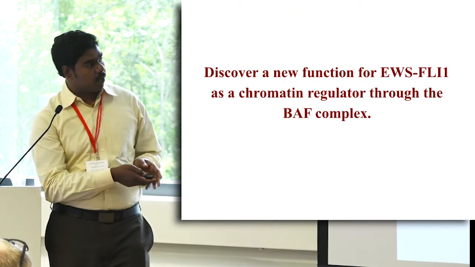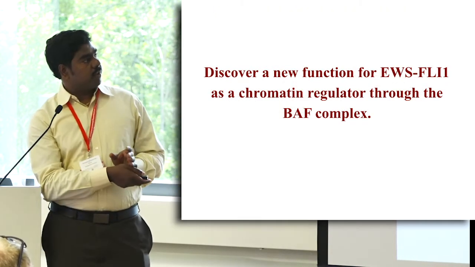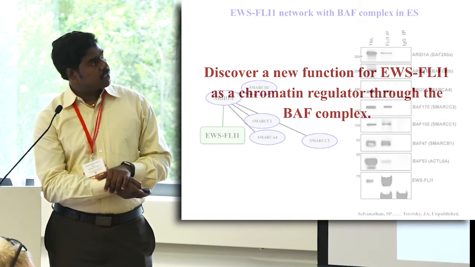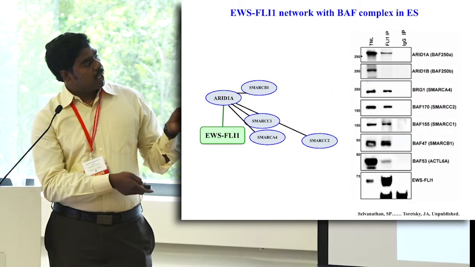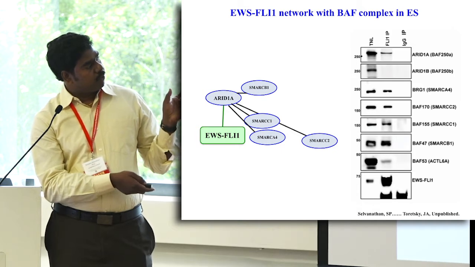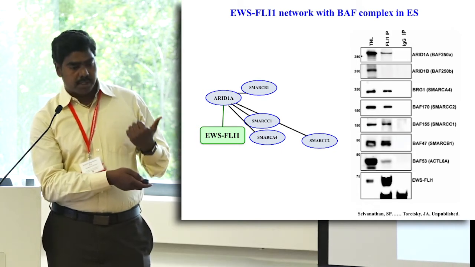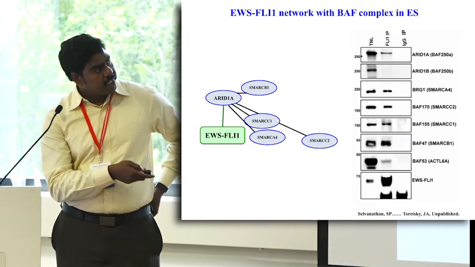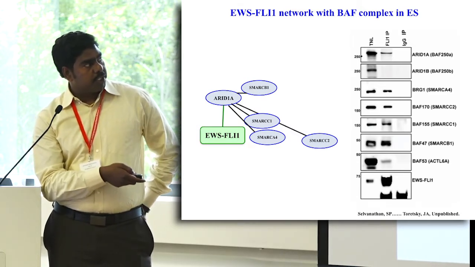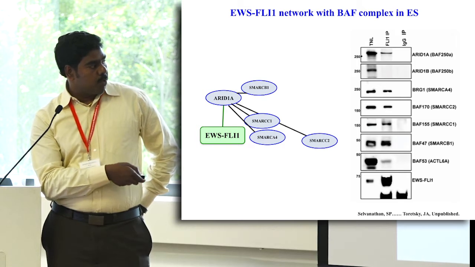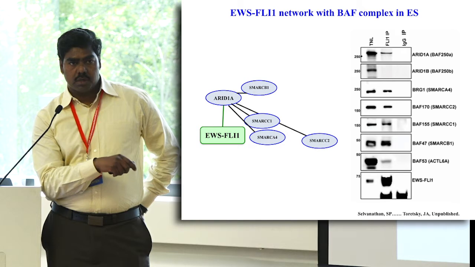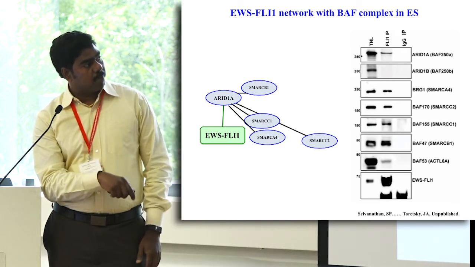So next, I want to talk about our new discovery of EWS-FLI1 as a chromatin regulator through the BAF complex. I already showed this network before. So first, we want to validate that this network is actually happening inside the cells. What we did is an immunoprecipitation using the FLI1 antibody to pull down EWS-FLI1, and then to see whether it can pull down all the BAF complexes.